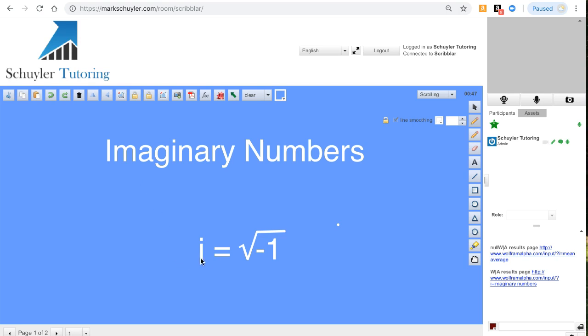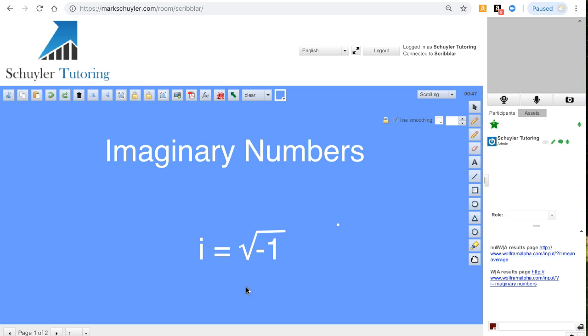So I have written here on the home slide, i is the imaginary unit, and it's equal to the square root of -1. And that's an impossibility. It's not a real number. That's why we call it an imaginary number. And I'd like to explain why that is. So very briefly, it works like this.